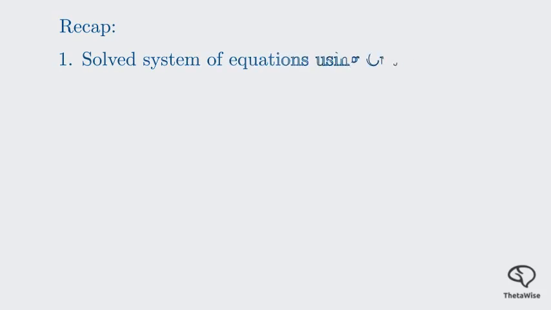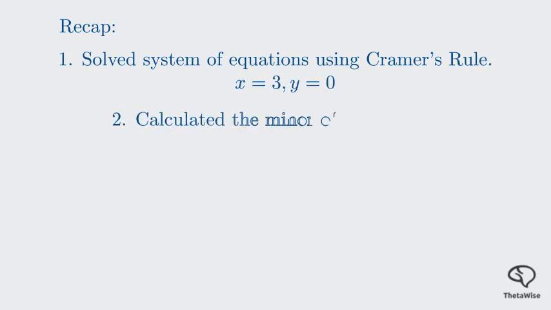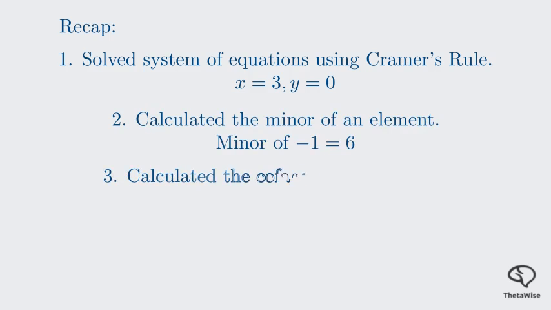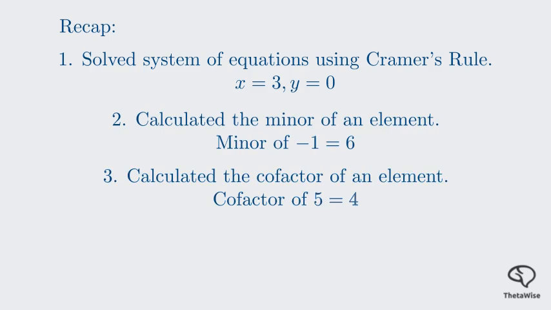Let's quickly recap what we've accomplished in this tutorial. First, we successfully solved a system of linear equations using Cramer's rule, which involved calculating the determinants D, Dx, and Dy. Second, we determined the minor of an element by finding the determinant of the submatrix that remains after deleting the element's row and column. And third, we calculated the cofactor of an element by combining its minor with a sign that is determined by its position in the determinant. These are fundamental skills in matrix algebra that build the foundation for more advanced topics. Great job working through these problems with us.